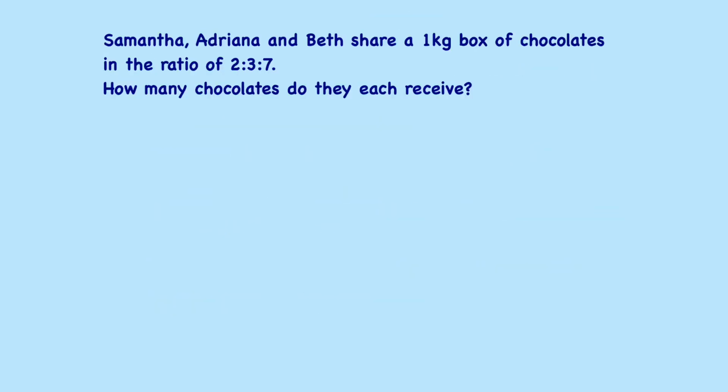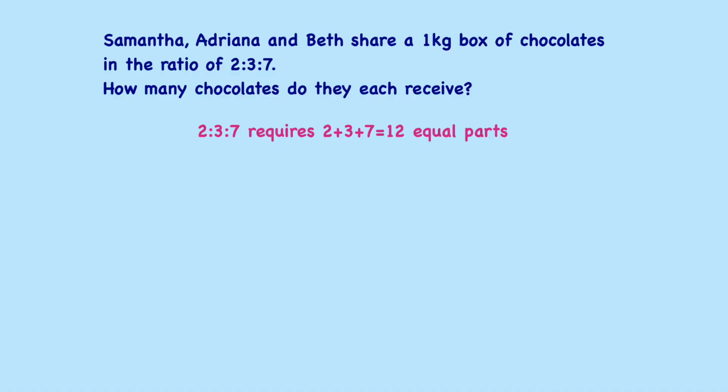So let's go through that again with another example. So we have three girls, Samantha, Adriana and Beth, and they share a 1 kilogram box of chocolates in the ratio of 2 to 3 to 7. So we need to find out how many chocolates they each receive. So if we look at the ratio 2 to 3 to 7, we add up all those ratios to find out how many equal parts. So we've got 2 plus 3 plus 7, which is 12 equal parts.